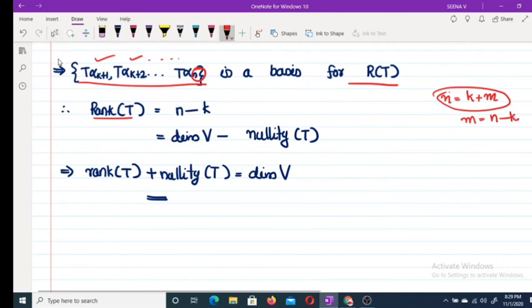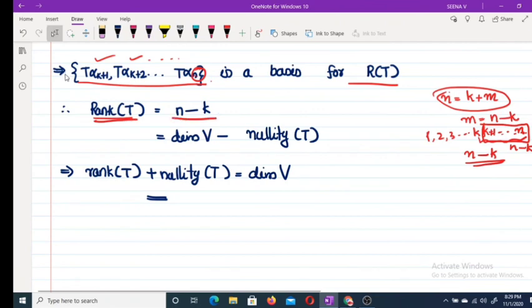Once again, what about the number of elements? If you consider 1, 2, 3, etc. up to k, etc. up to n, how many elements are there from k plus 1 to n? The number of elements is n minus k. Therefore, this number is actually n minus k. Therefore, rank of T is the dimension of the range of T, which is equal to the number of elements in the basis of the range of T, and that's equal to n minus k.